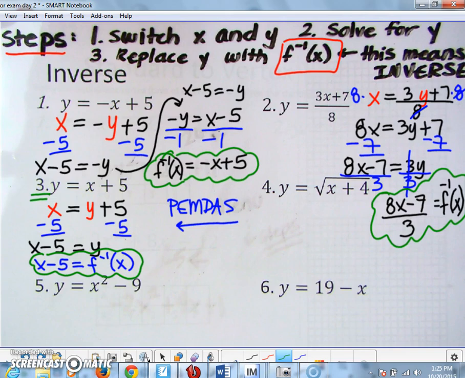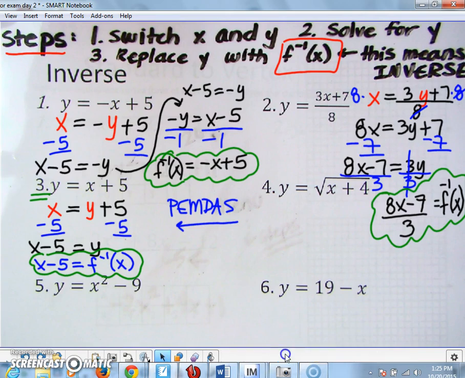Okay, if you notice, everything switches. So it used to be divide by 8, now it's multiply by 8. It used to be plus 7, now it's subtract 7. And it used to be multiply by 3, and now it's divide by 3. If you look at number 3, it said x plus 5. Your final answer is x minus 5, your inverse. So the inverse means just the opposite of whatever it is that you were doing.